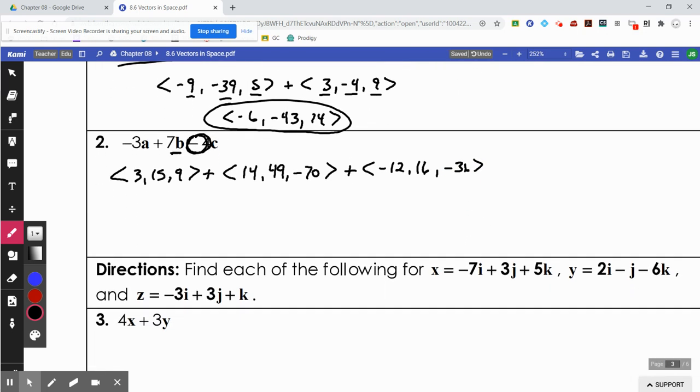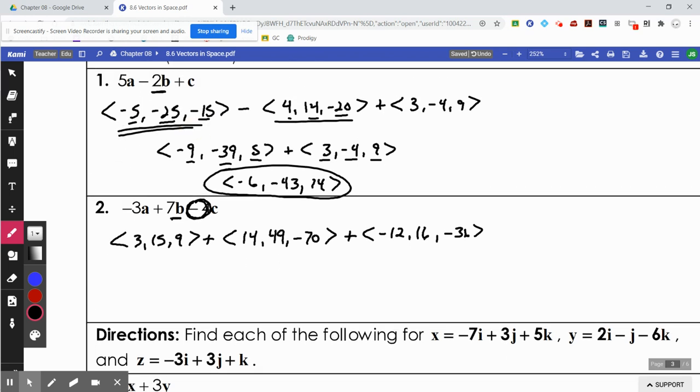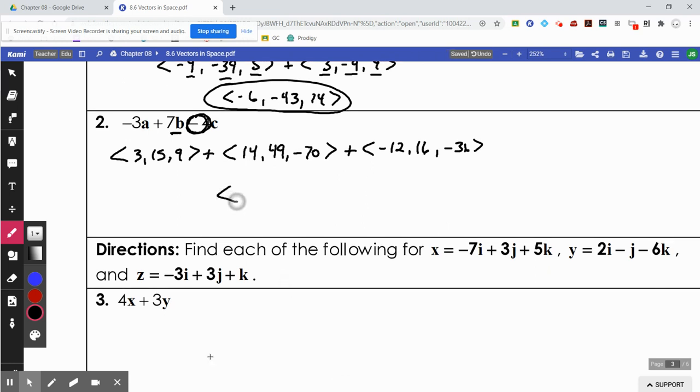So now if you would like to, in the last problem, I did one at a time. I subtracted these two and I took that answer and then I added this. Or if you would like to, do all three at the same time. 3 plus 14 minus 12, or plus negative 12. That's 17 plus negative 12, which is 5. 15 plus 49 plus 16. That would be 64 and 16, which is 80. And then finally 9 plus negative 70 plus negative 36. That's going to be a negative 61 plus negative 36, which is a negative 97.